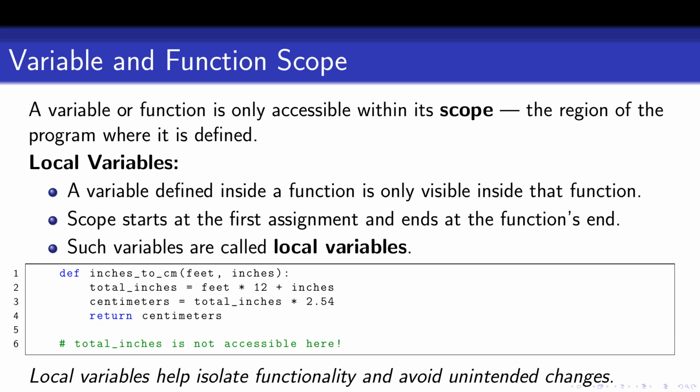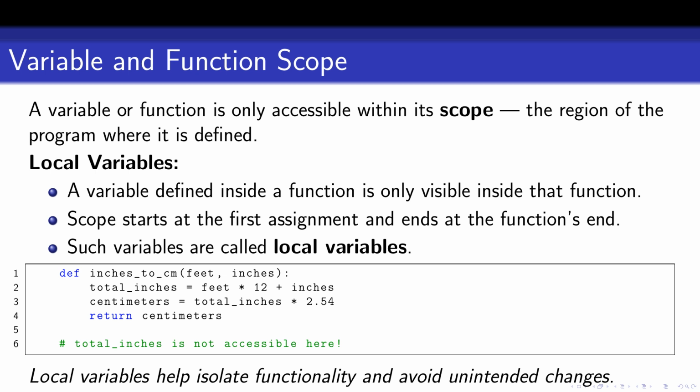In Python, scope determines where variables can be accessed or modified. This slide focuses on local scope, which refers to variables defined inside a function. These local variables exist only within that function. They're created when the function is called and destroyed when the function exits. For instance, in the inches to cm function, variables like total inches and centimeters are not accessible outside the function.